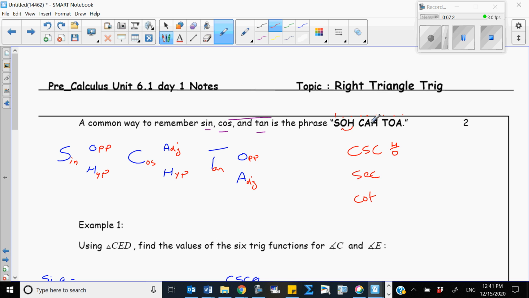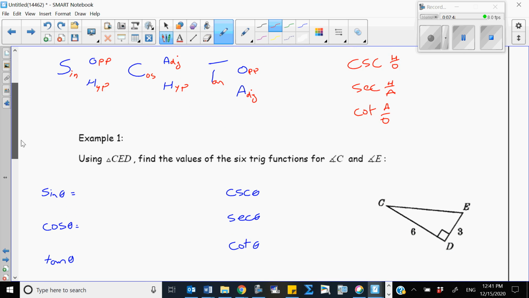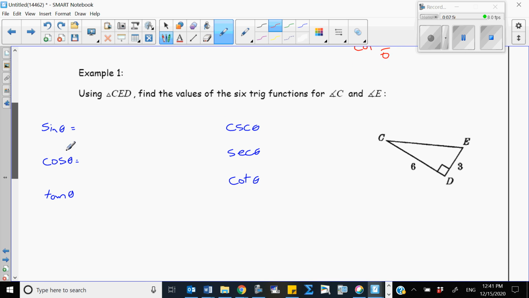Secant is the reciprocal of the cosine, so the rule for this one will be opposite over adjacent. Cotangent is the reciprocal of tangent, so just divide adjacent over hypotenuse. So that's how you can remember the rules for trig functions. Now let's work on this example.